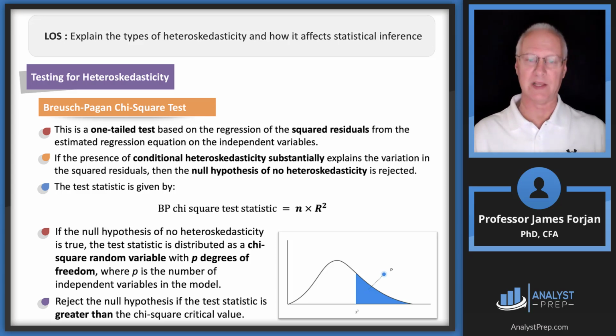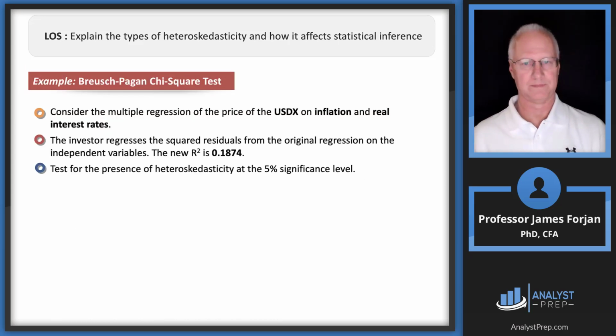All right, so this test is different from the R square that is the natural output when you use all those software packages. So we're going to take n times that new r squared. Think of it as the BP r squared.